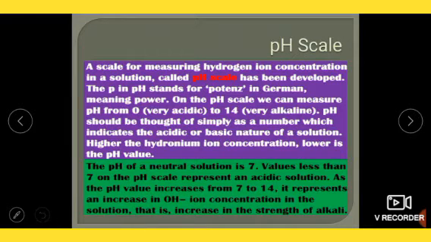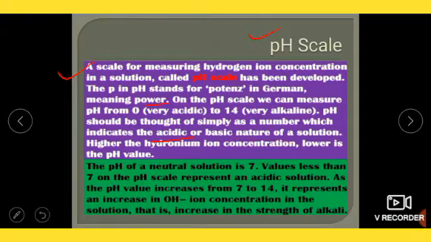Now we will understand pH. pH is a scale for measuring hydrogen ion concentration in a solution, which is called the pH scale. It was developed by Sørensen, in which P stands for potenz in German, meaning power. On the pH scale we can measure pH from 0 to 14, in which 0 to 7 represents an acidic medium and 7 to 14 represents a basic medium.